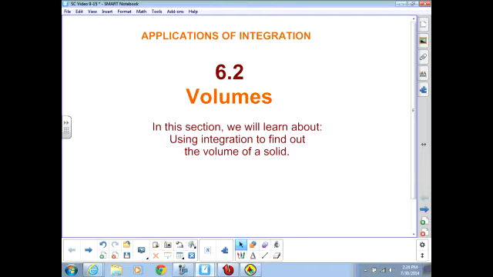I say volumes of revolution because what will happen is we'll take some function, we will rotate that function and some area around a line, and that will create a volume. We'll create it three-dimensional.